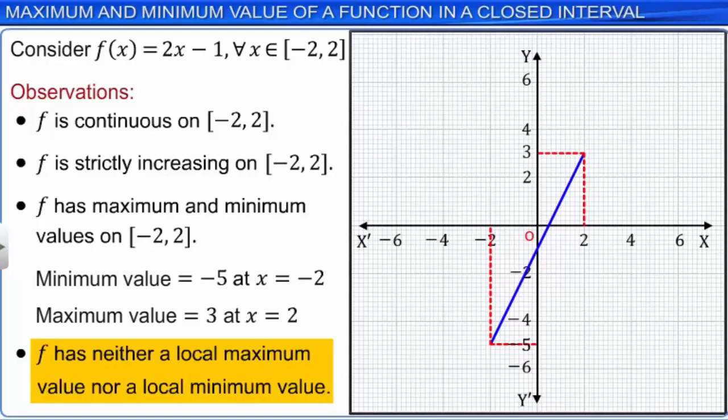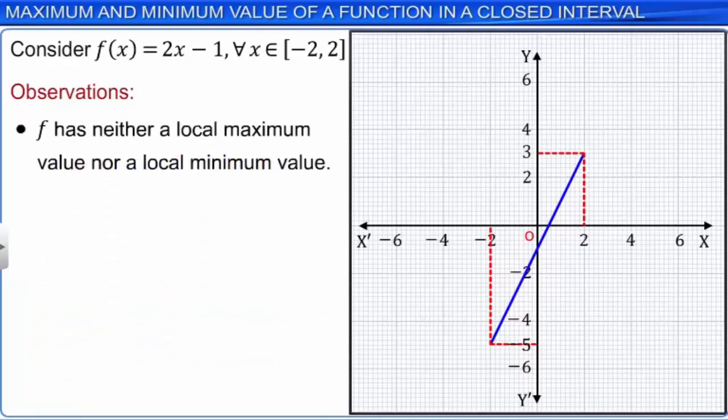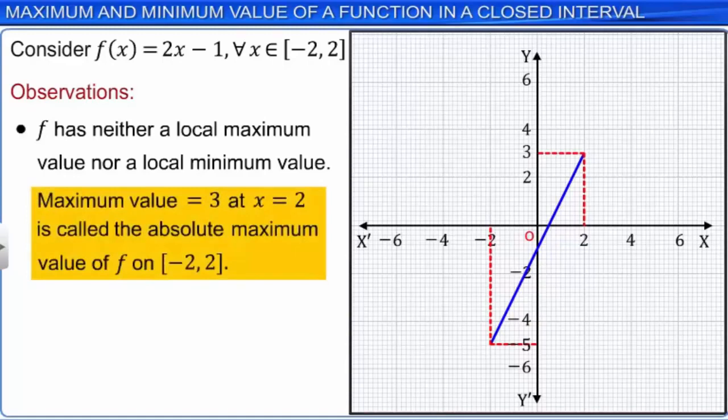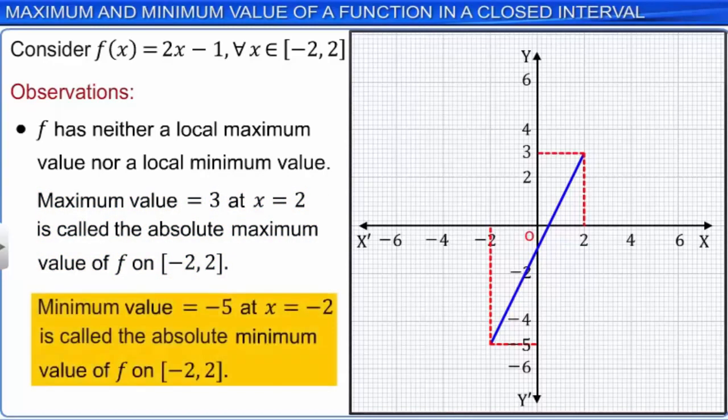The maximum value 3 of f at x is equal to 2 is also called the absolute maximum value, or the global maximum, or the greatest value of f on the closed interval minus 2, 2. Similarly, the minimum value minus 5 of f at x is equal to minus 2 is called the absolute minimum value, or the global minimum, or the least value of f on the closed interval minus 2, 2. Let us learn to find the absolute maximum and minimum values of a function on a closed interval.